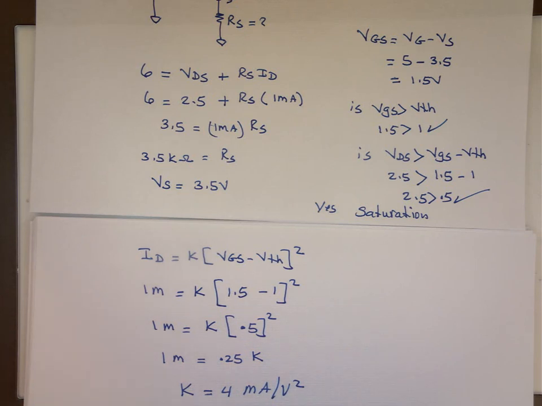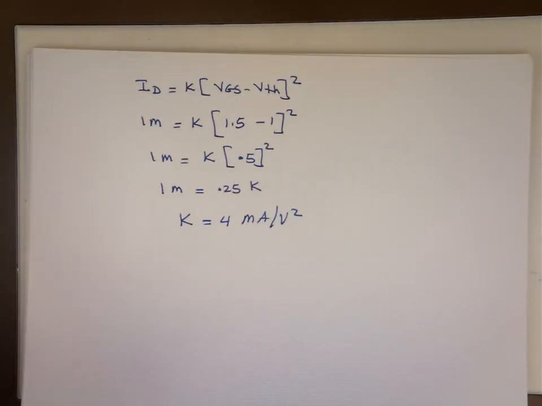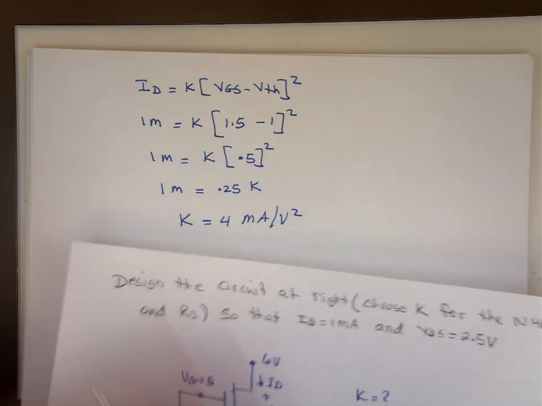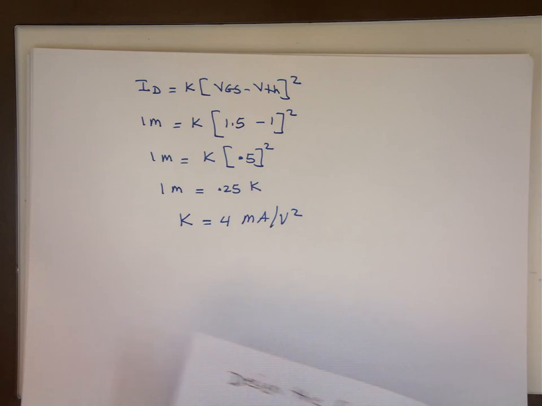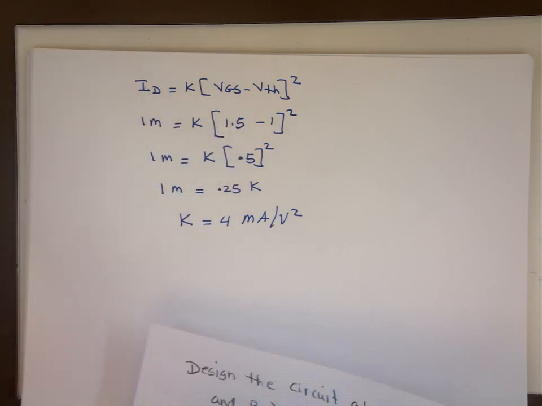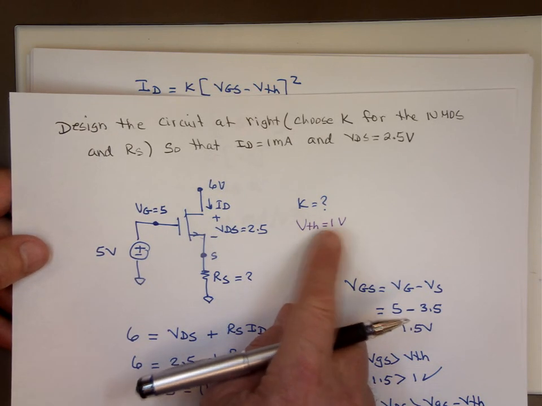So this problem, we worked it backward. I gave you the other information, and I was looking for K, and I was looking for R sub S to design it to meet that criteria there. And it wasn't really that difficult. It's much easier than the ones we did before, because the current equation becomes much easier to solve than quadratic. But again, I forgot to give you the threshold voltage in the problem to be 1 volt.